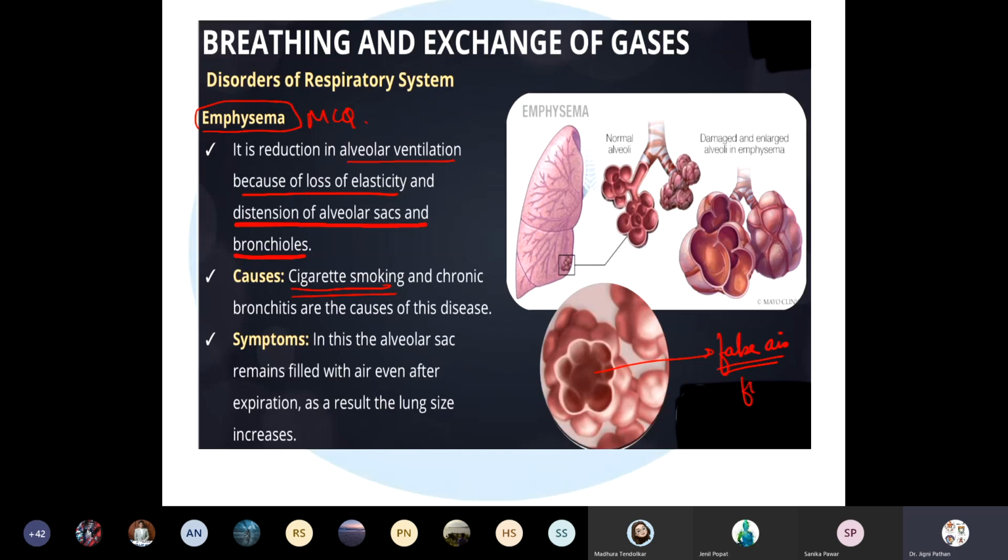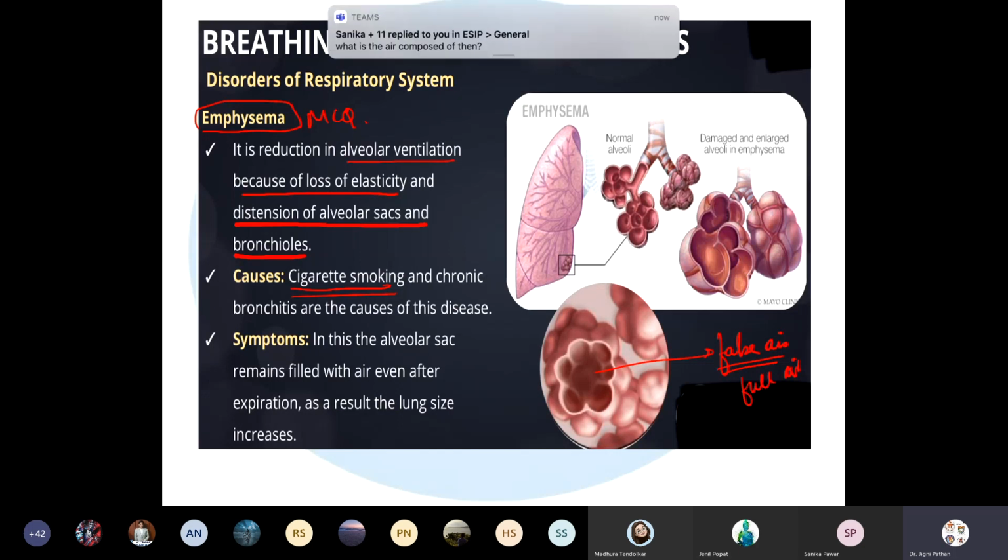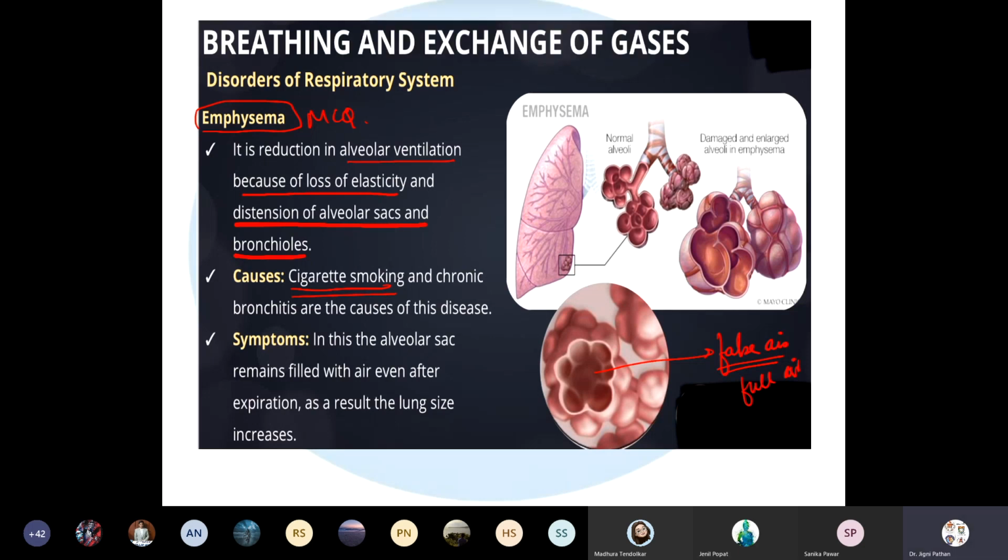The alveoli is full of air, full of bad air. There should be an exchange of carbon dioxide and oxygen, right? But this doesn't allow it because it is already filled with this kind of gas. The alveoli is damaged. Elasticity is lost. The distension property is lost. Even after you try to exhale, still the bad air is present inside.